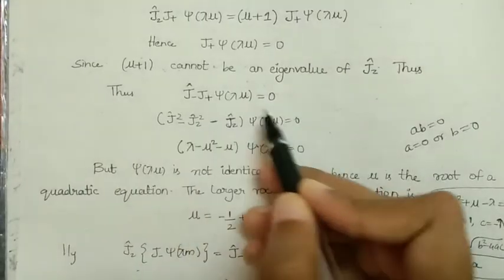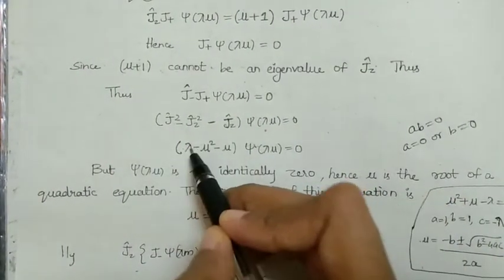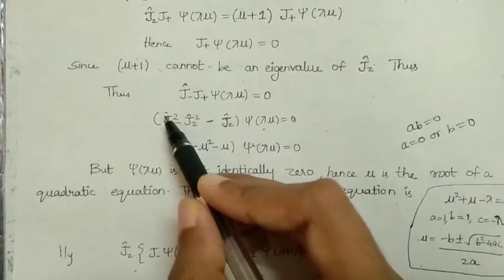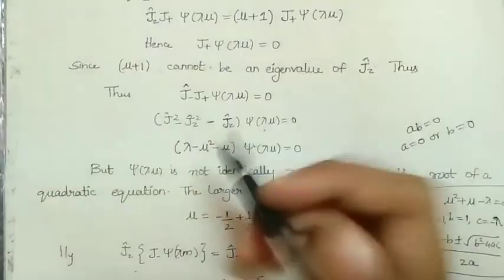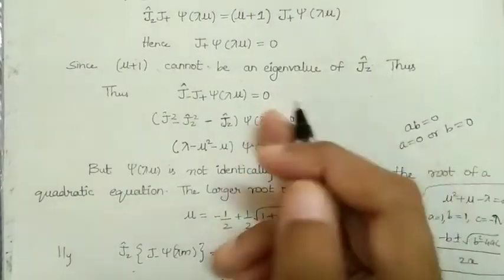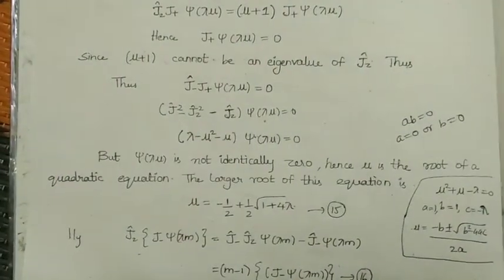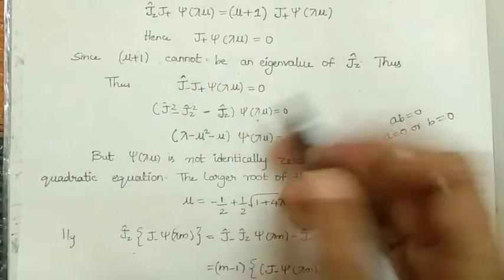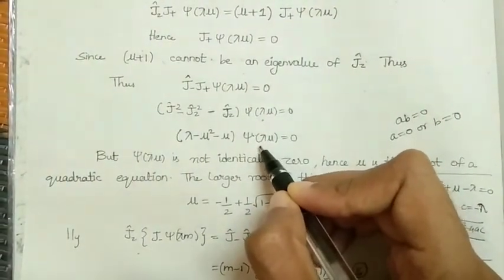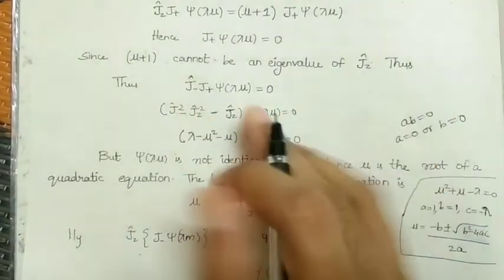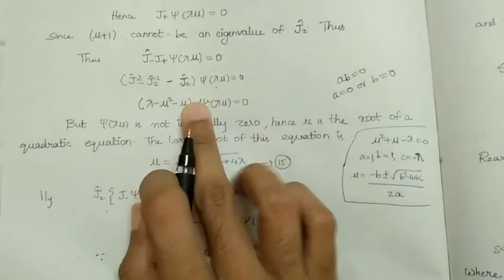j square operating on this wave function would give us the same wave function multiplied by its eigenvalue lambda. The eigenvalue of j square is lambda. The same with jz operating on the wave function 2 times. For one time it would give mu, for another time mu, so mu square. And again jz operating on the wave function would give us mu into psi of lambda mu. So that is the thing. If it is taken as common, we would have this form after simplification.